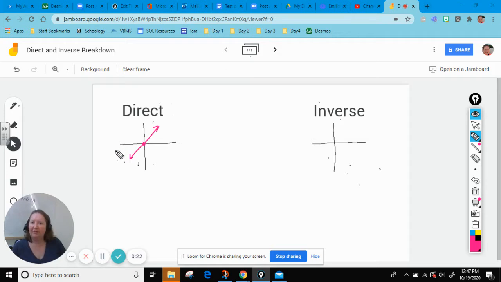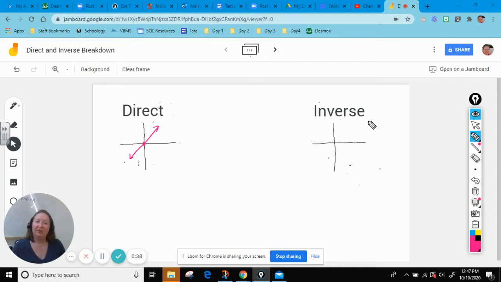So you could have a line that's a straight line and it's over here, didn't go through the origin. So it's a linear function. Okay. It's a line, but it's not a direct relationship. Those are different. Okay. Has to go through the origin.